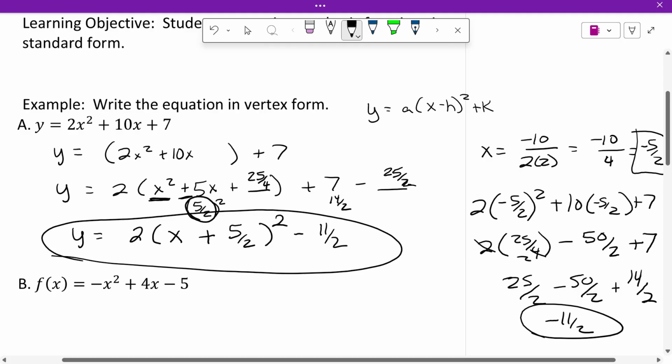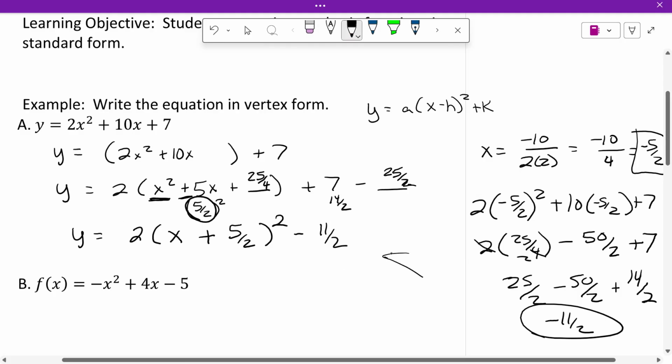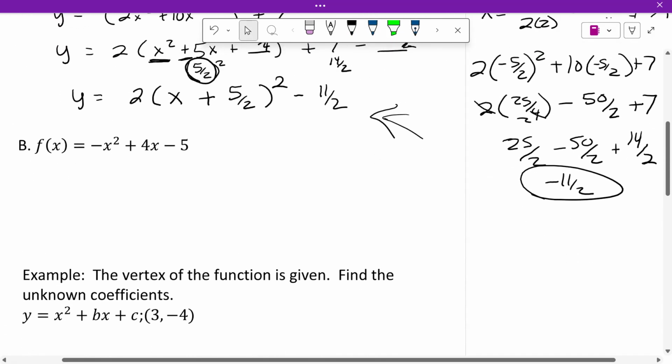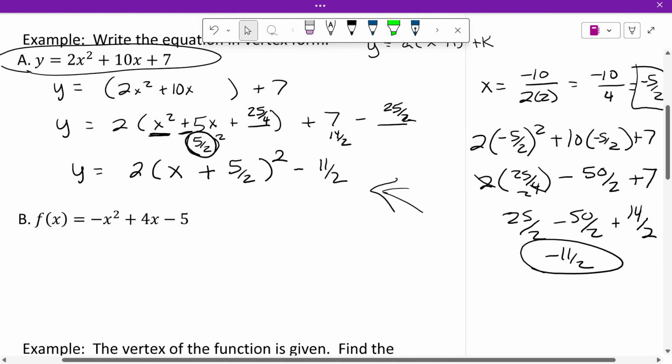Okay? Now, do we have to do this? No. Why? Because we have a graphing calculator that can help us with the graph and give us all the information. Okay? But if we absolutely needed to write it in vertex form at some point, we could.